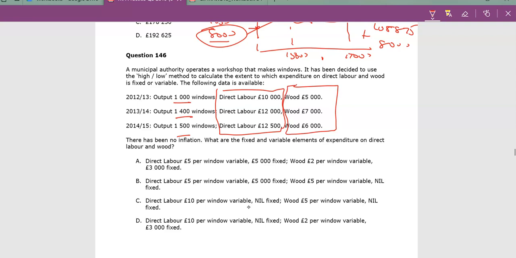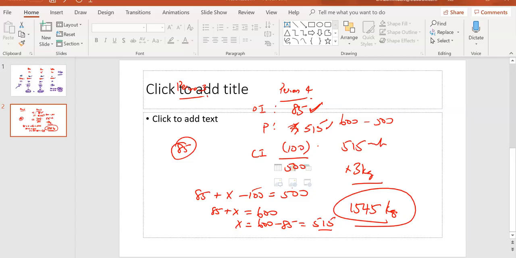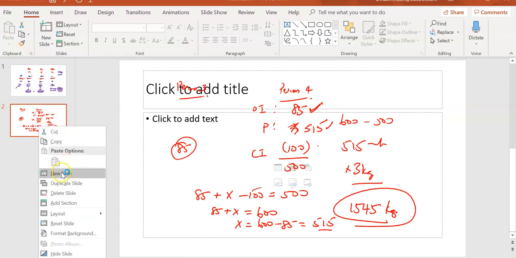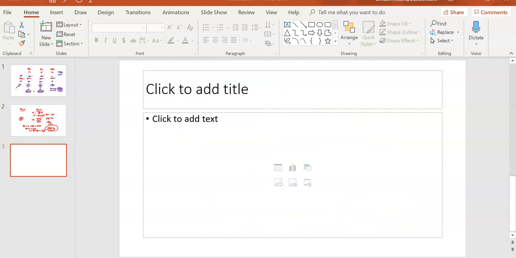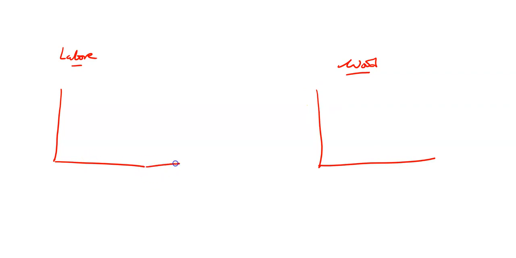So what I'm going to do is go onto a different page and try and graph those pictures out, just because it's probably easier that way. I hope you're looking at the question. They're telling us these people want to use the high-low method. So let's look at labor over here, and wood over here. And so we have this picture, and this picture.